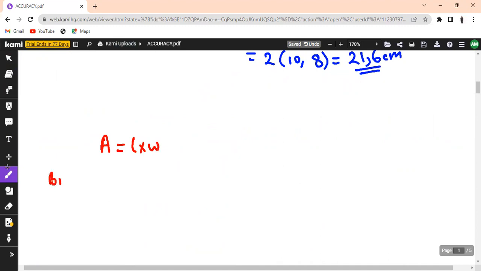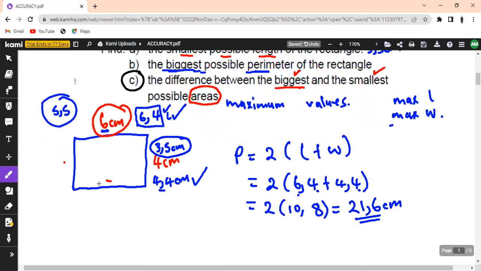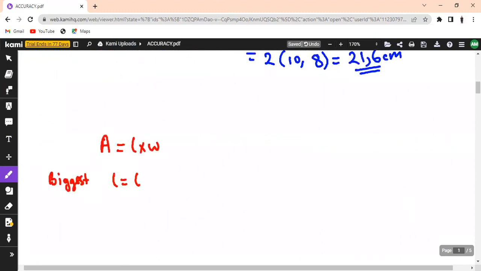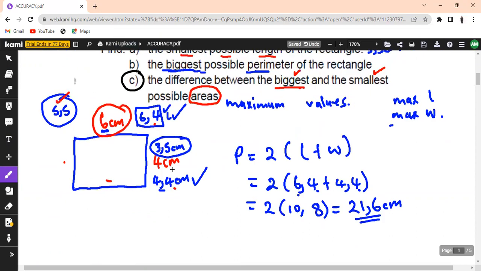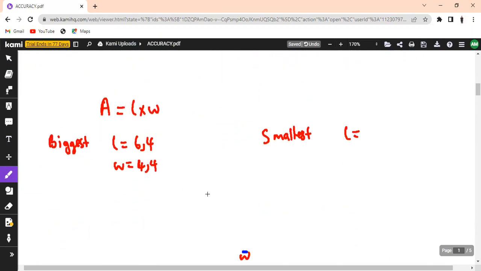So let's start with the biggest one. For the biggest area, you use the biggest length. And what is our biggest length? That is our maximum length here of 6.4. So we're going to take 6.4 and 4.4 as our width. Then for the smallest one, we are going to use the smallest length, which is 5.5, and the width is 3.5. So we need the difference.